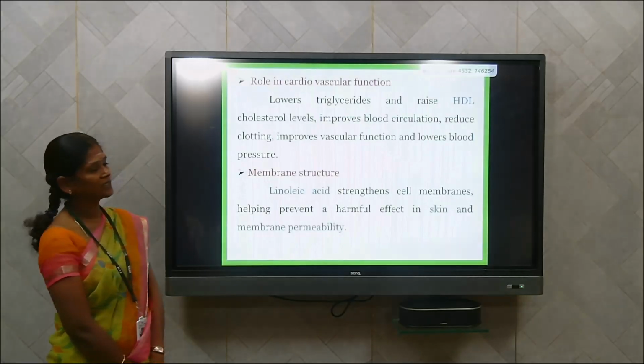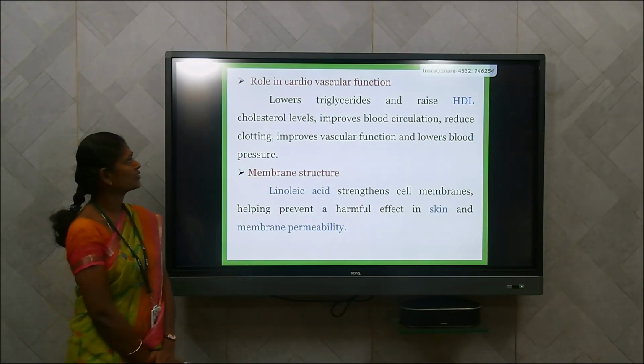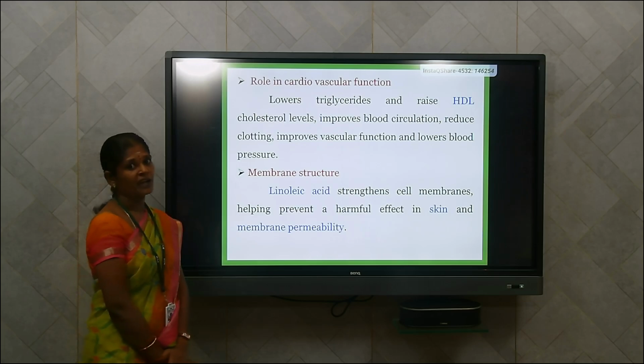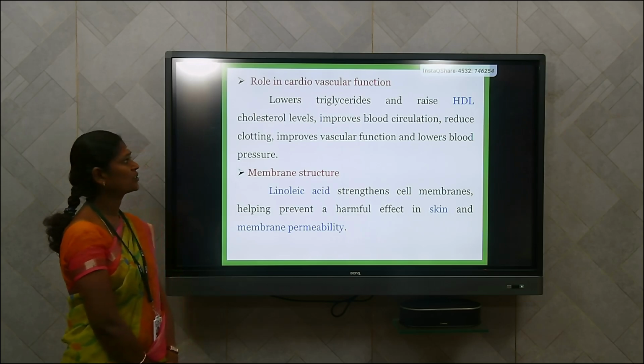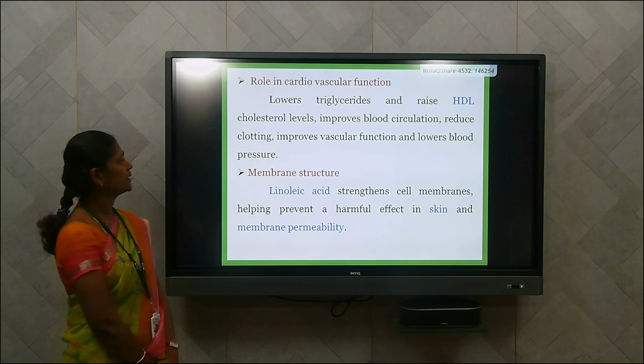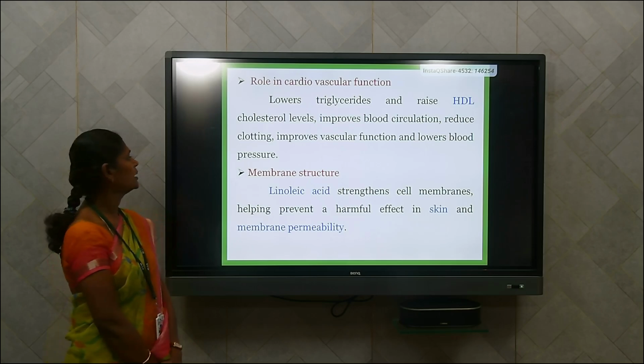The next is the essential fatty acid role in cardiovascular function. It lowers the triglycerides and raises the high density lipoprotein cholesterol levels, and also improves the blood circulation, reduces blood clotting, improves vascular function and lowers blood pressure.